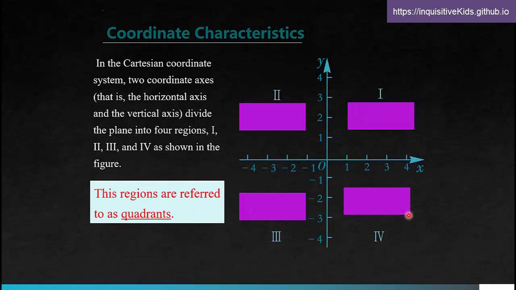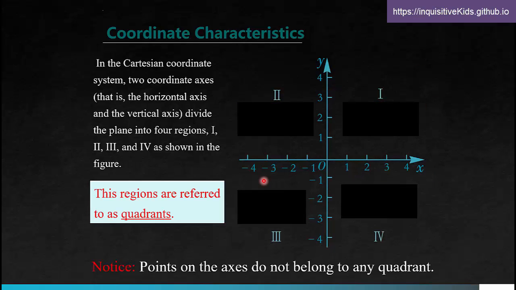So these regions are referred to as quadrants. Quad means 4, and the plane is divided into 4 regions. This is why they're called quadrants. Notice that points on the axes do not belong to any quadrant.